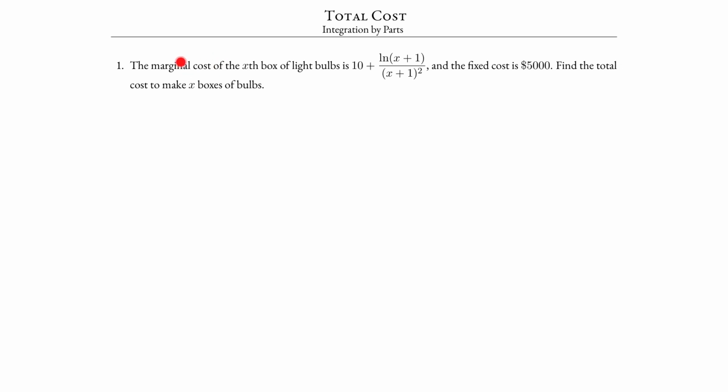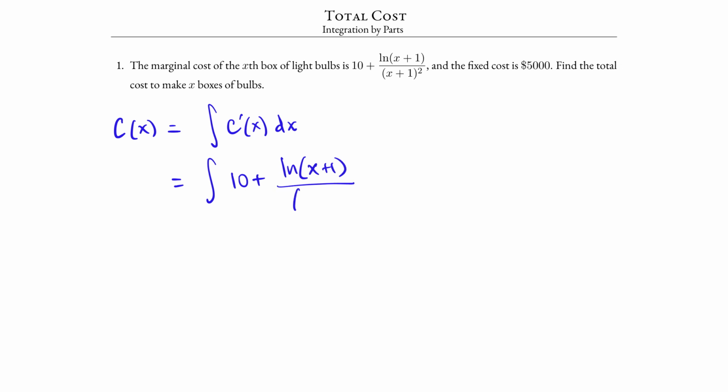We are given the marginal cost, which is the rate of the cost, and we're asked to find the cost. To do this, we would integrate the rate to get the quantity. And so the total cost, C of x, is the integral of the marginal cost, C prime of x. But C prime of x is given: 10 plus ln of x plus 1 over the quantity x plus 1 squared dx. We're also given the fixed cost.